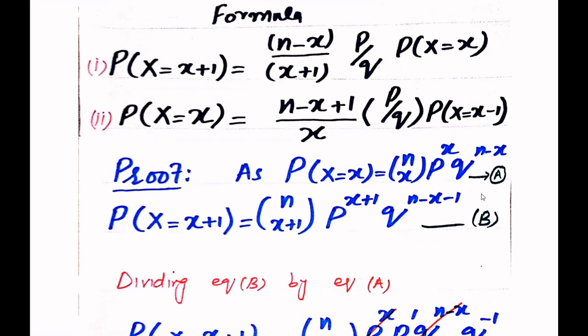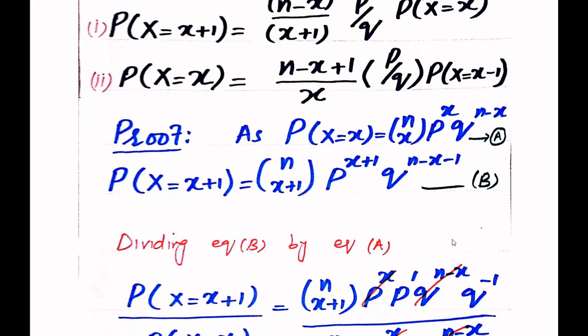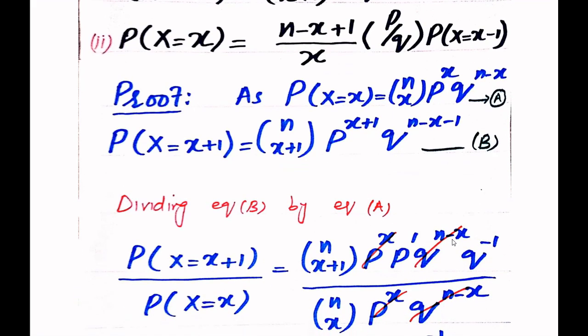So here is the proof. The probability mass function for the binomial distribution is probability of capital X is equal to small x is equal to nCx p to the power x q to the power n minus x. This is equation A. Probability of capital X is equal to small x plus 1 is nC(x+1) p to the power x plus 1 q to the power n minus x minus 1. This is equation B. So we divide equation B by equation A.